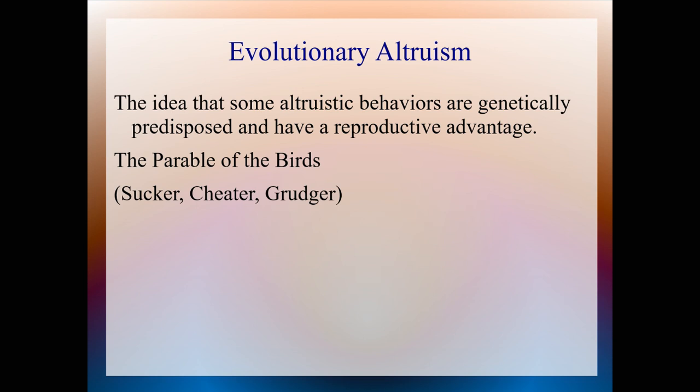If the grudger presents himself to another grudger, then they'll groom them. If a cheater who has not cheated a grudger presents himself, then the grudger will groom it. But if the cheater ever cheats him, then the grudger won't. So let's suppose that we have a flock that has suckers, cheaters, and grudgers in it. Or let's suppose we have a flock of just grudgers. What would happen?